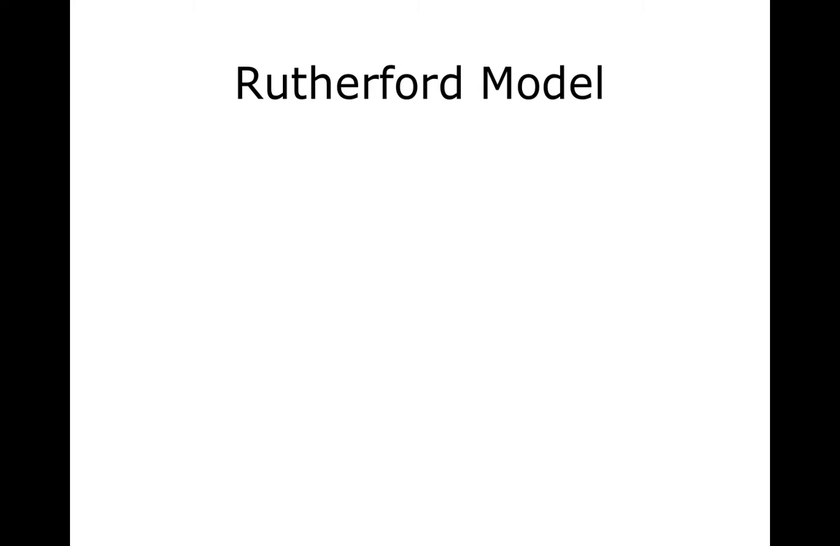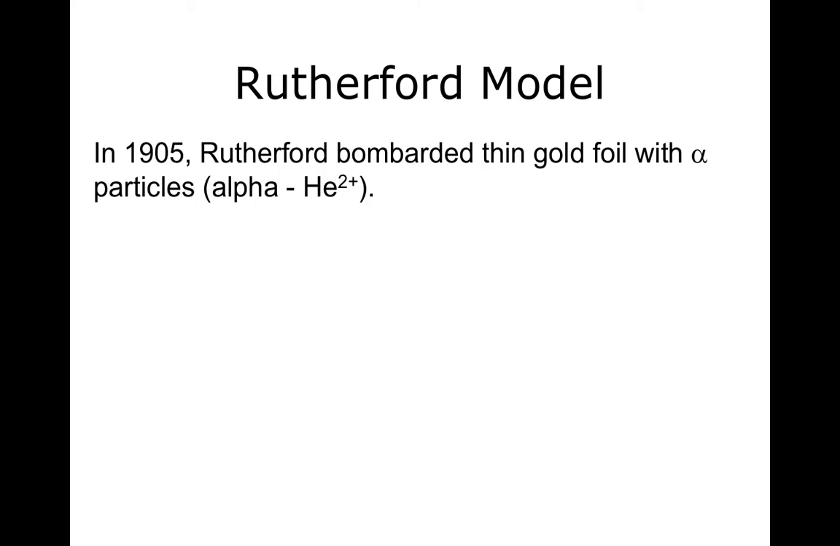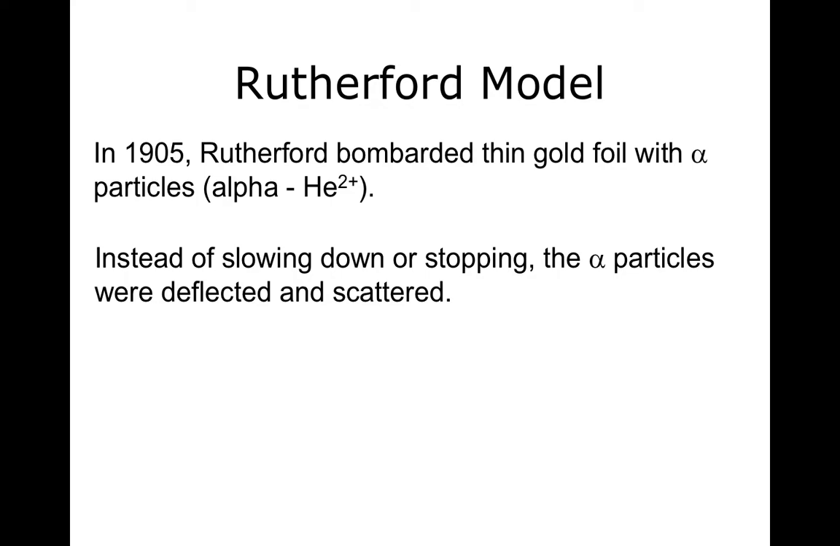So this is the gold foil experiment. Rutherford bombarded thin gold foil with alpha particles. Remember, alpha particles are positively charged particles. What he found was that instead of slowing down or even stopping, the alpha particles went right through that gold foil and were deflected or scattered.